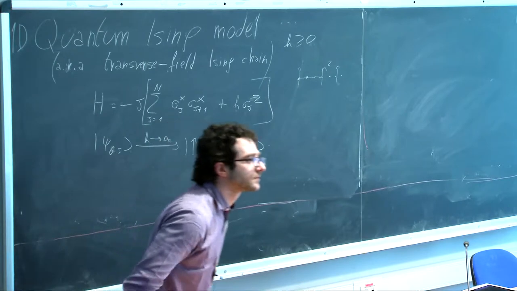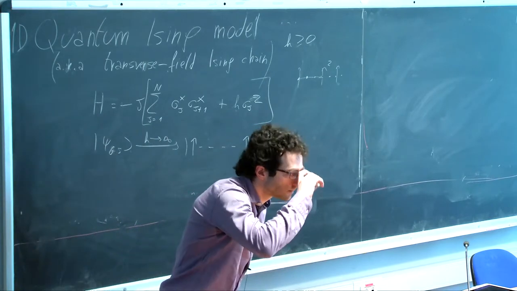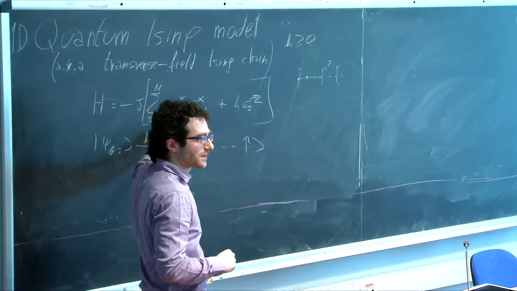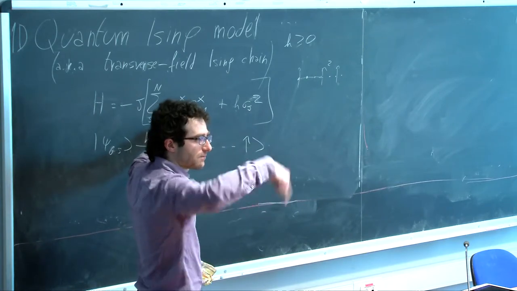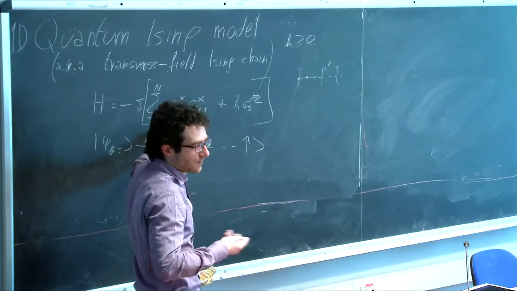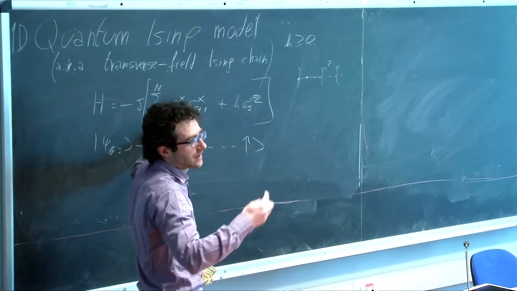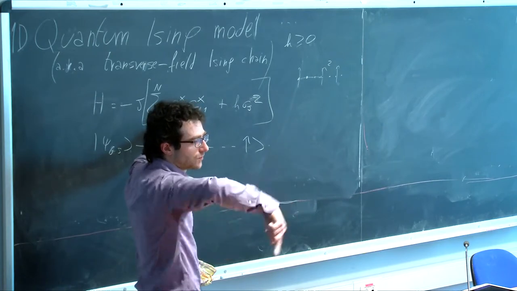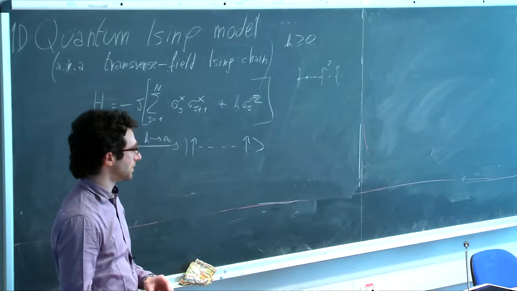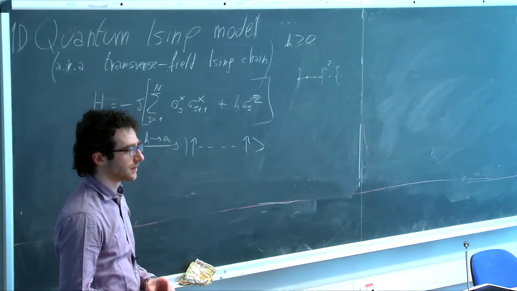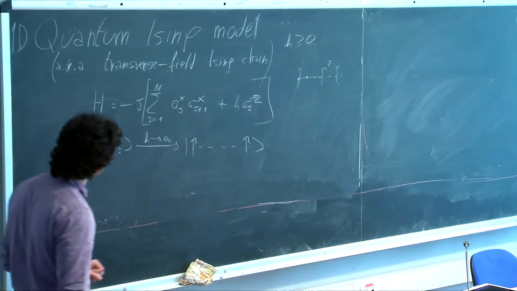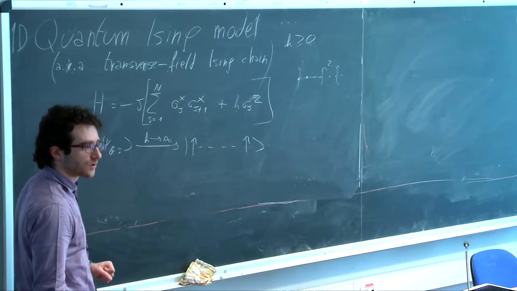Yes? The sigma is just a 2 by 2 matrix, so the spin can be either up or down. It's a spin 1/2. It's the standard version of this model. Like the classical Ising model, you have two possibilities. Otherwise, you would call it a Potts model. So this is the ground state in the limit h goes to infinity.